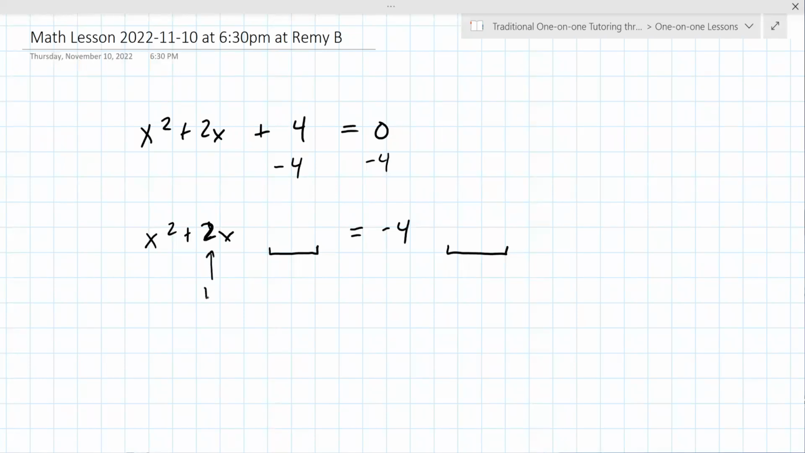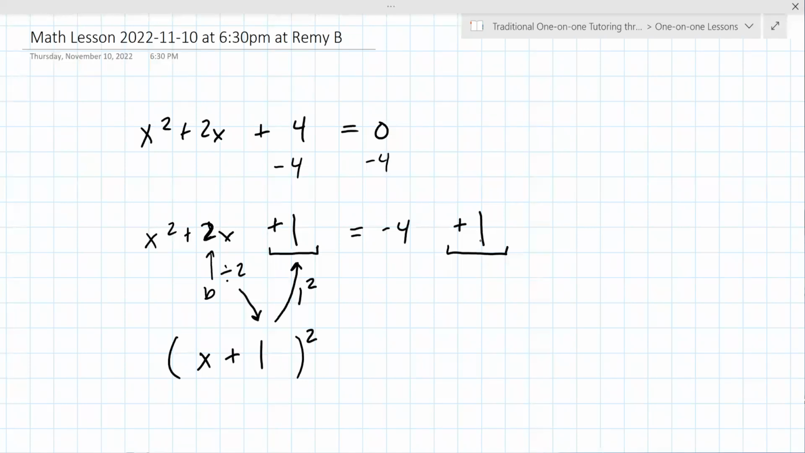This 2 is called B, and there is a formula. The first thing though I like to do is actually work my way down. So what is half of 2? 1. So you take that number, you divide it by 2, and that goes here. Now the number that goes back in this placeholder position is that number squared, 1 squared, which is +1. And that's what goes on both sides of the equation.